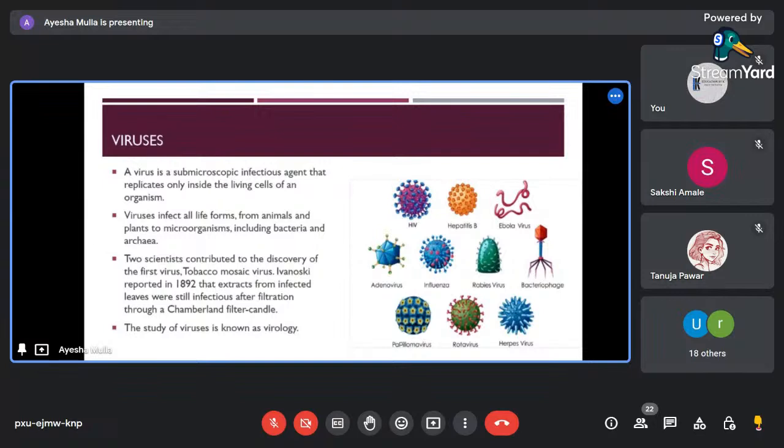Two scientists contributed to the discovery of the virus. First was Beijerinck. He was the scientist who discovered a pathogen that was smaller than a bacterium from the tobacco mosaic plant and called it a virus. Therefore, he is also known as the father of virology. And Ivanovsky was a Russian botanist and co-discoverer of viruses. The study of viruses is known as virology.